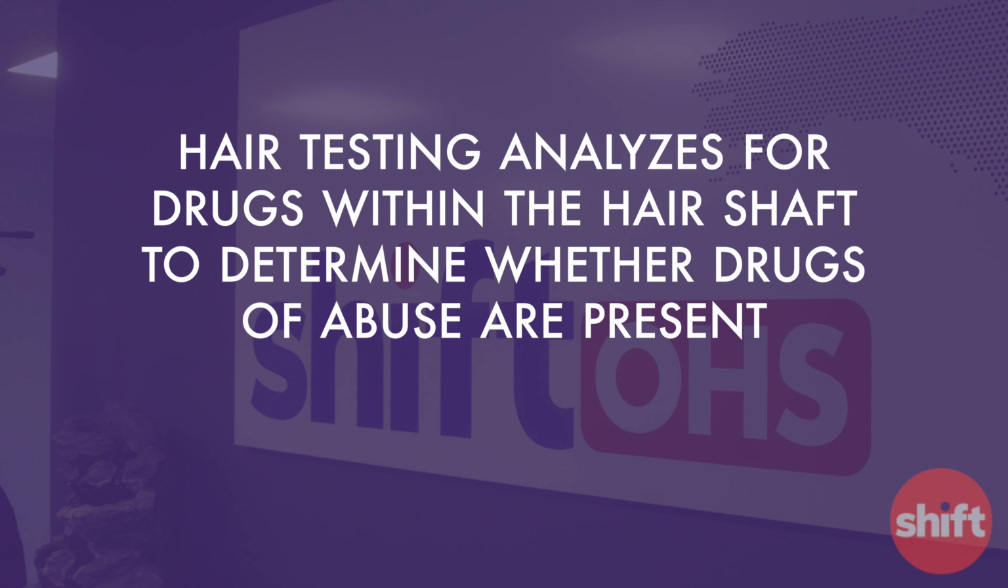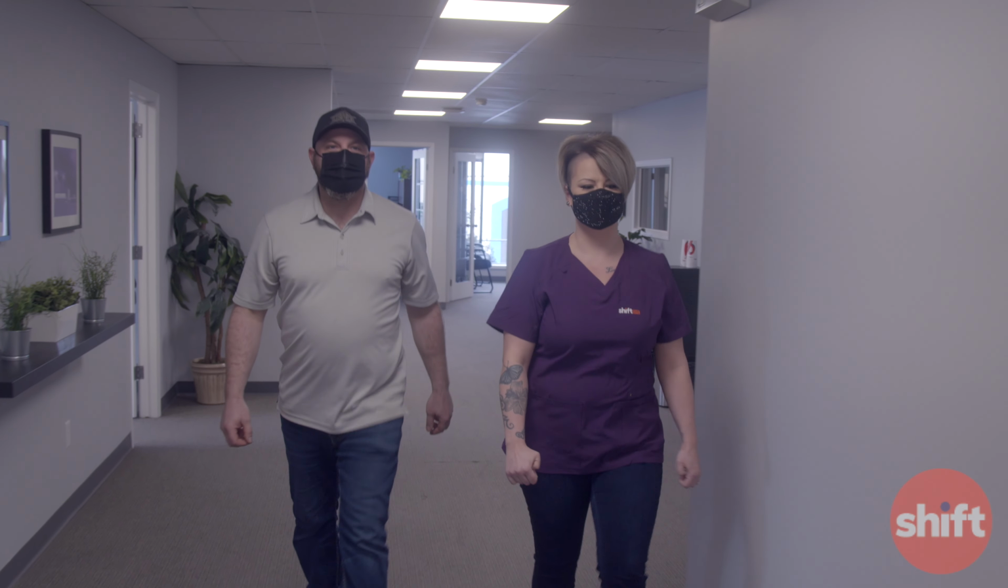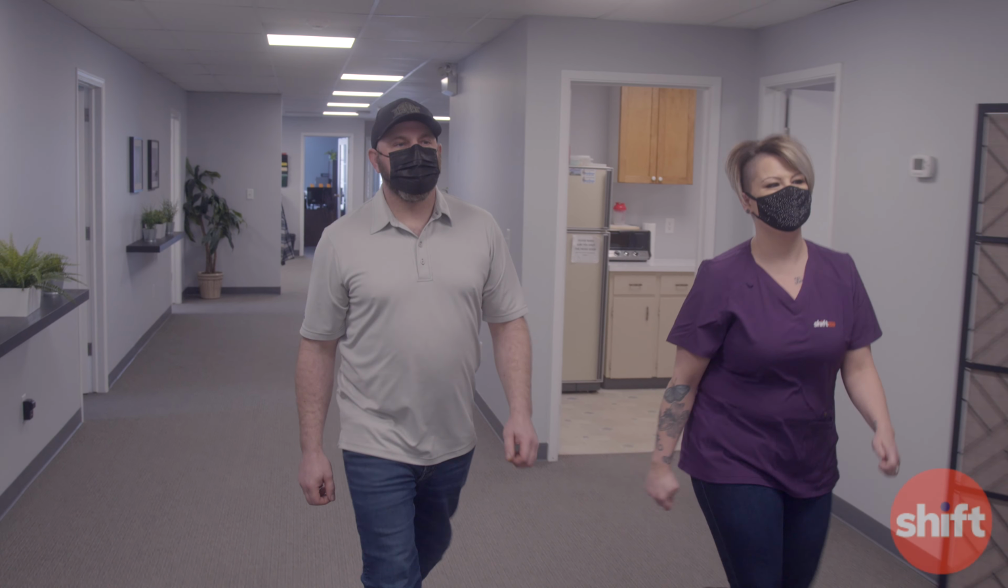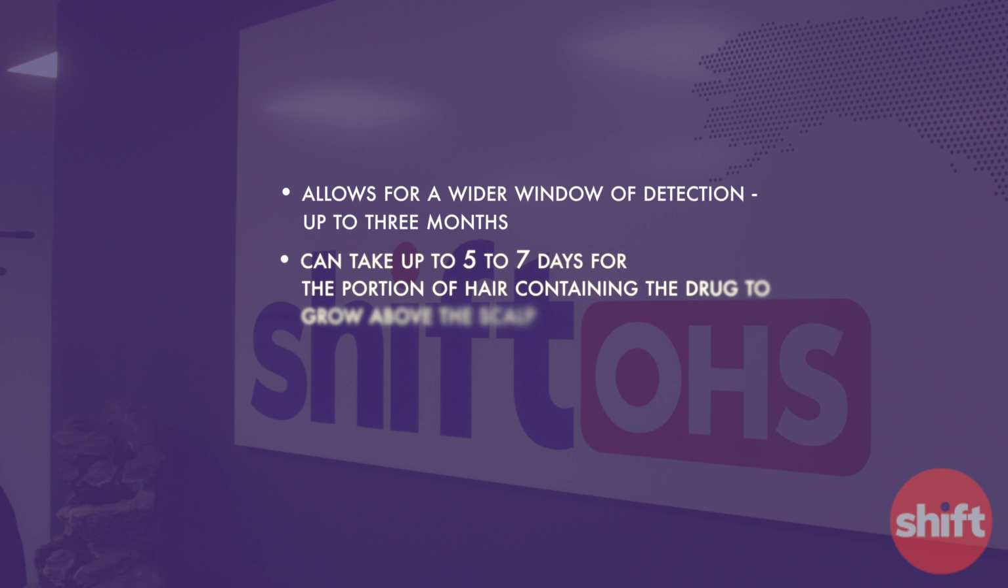Hair testing analyzes for drugs within the hair shaft to determine whether drugs of abuse are present. Compared to analysis of body fluids like urine, hair testing is highly resistant to adulteration or substituted samples. This test method allows for a wider window of detection, up to 3 months rather than days or weeks. However, it takes approximately 5 to 7 days from the time of drug use for the portion of the hair containing that drug to grow above the scalp. For these reasons, this is typically not a method utilized for workplace drug testing.